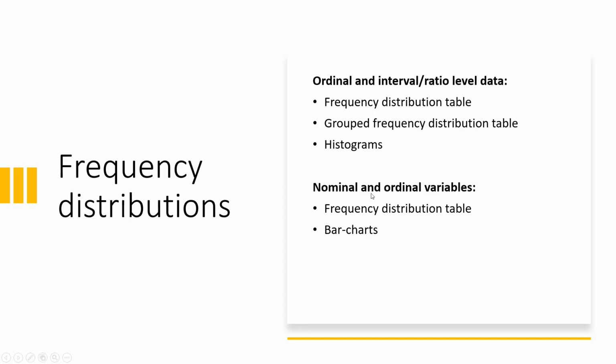If you have nominal or ordinal variables, you can use frequency distribution tables again, but you should really also use bar charts rather than histograms, and we'll talk about that in a little bit. But you can see that with nominal and ordinal variables, it doesn't often make sense to have grouped frequency distribution tables because they are already discrete categories.